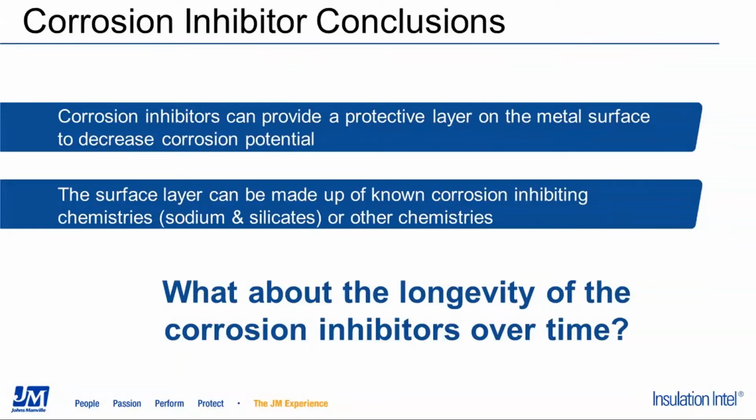So based on the analysis performed, we can conclude that the corrosion inhibitors can provide a protective layer on the metal surface to decrease the corrosion potential, and that surface layer can be made up of known corrosion inhibiting chemistries. But again, a question that gets asked a lot is, how long do those corrosion inhibitors last over time?